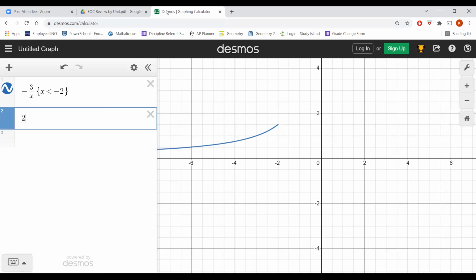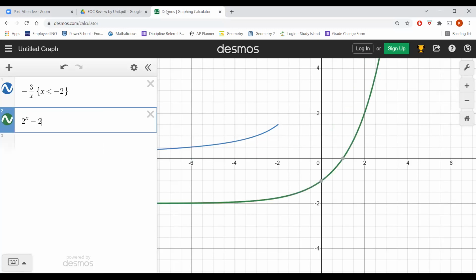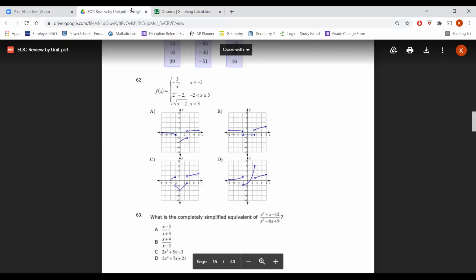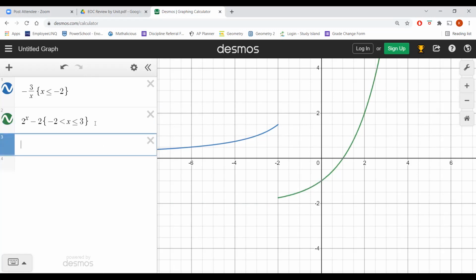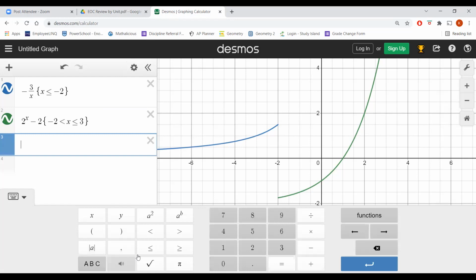2 to the x minus 2, squiggly bracket. The squiggly brackets are next to the p, so you're going to do shift and then the number next to the p. X is between -2 and 3. Okay. This is a little bit easier to type in than it is on your graphing calculator, which is kind of the benefit. And remember, if you want a square root, you can hit down here, this show keypad, and then here's your little square root, or you can type SQRT and get the square root that way.